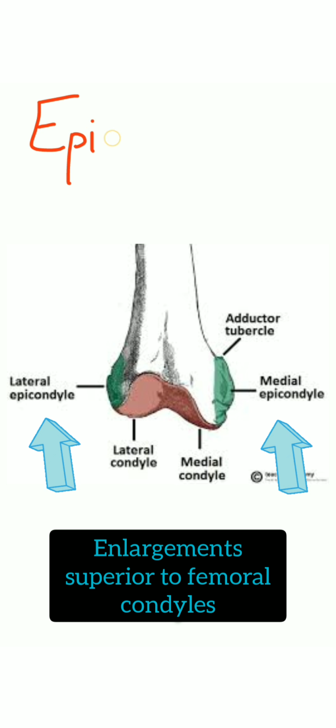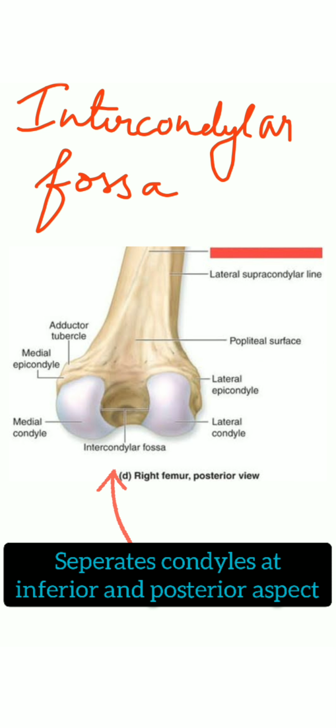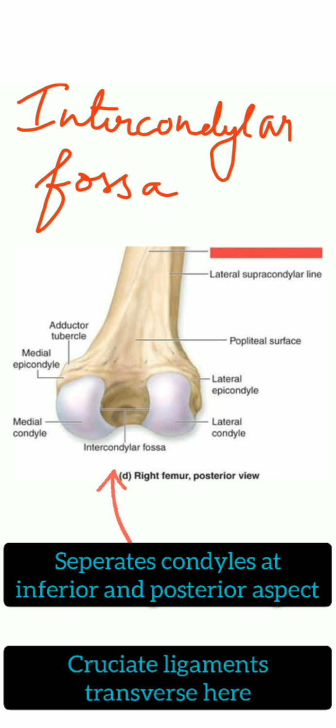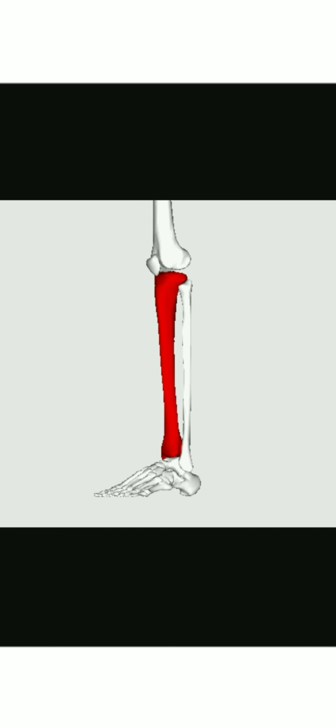The epicondyles are enlargements superior to femoral condyles. The anterosuperior aspect of the condyles form a groove known as intercondylar groove, and it is here the patella articulates. The intercondylar fossa separates condyles at inferior and posterior aspect. The cruciate ligaments traverse here. Through this picture, we observe that the medial femoral condyle is larger than the lateral femoral condyle. These are articulations for tibia. The lateral patellar surface is larger than the medial patellar surface.